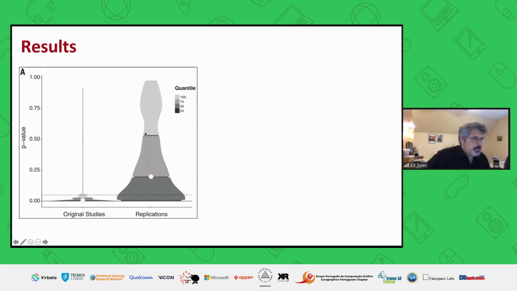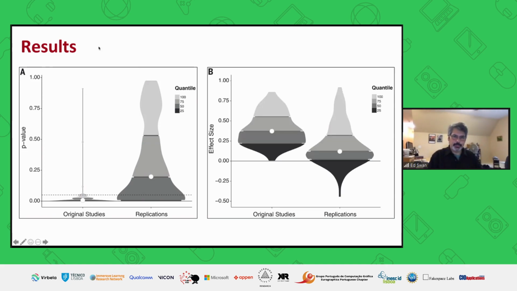So there are several statistical comparisons given in the paper, but the result is visually obvious here. The replications had much higher p-values, much higher. You can see it. Okay, so this is one measure of results. Here's the next. So now we're looking at effect sizes.